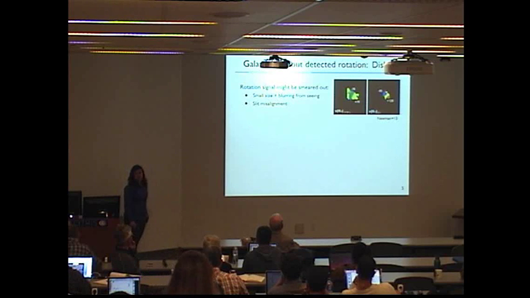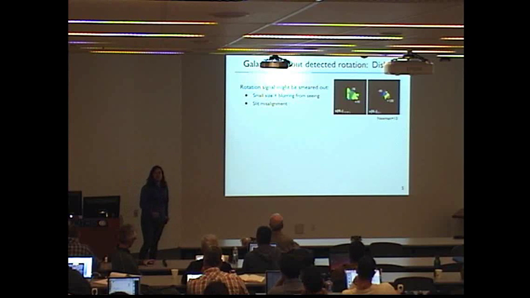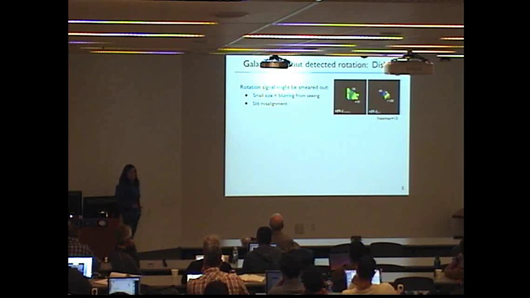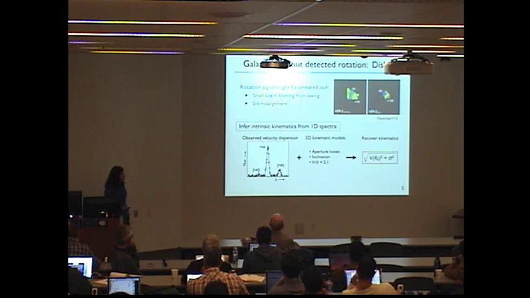Additionally, for the MOSDEF survey, we have the slit misalignment, which could further get rid of an observable rotation signal. So for the case where we don't detect rotation, we go ahead and try to use the same set of models to say, okay, let's back out some average kinematic information. So we take the observed 1D velocity information from the line width.